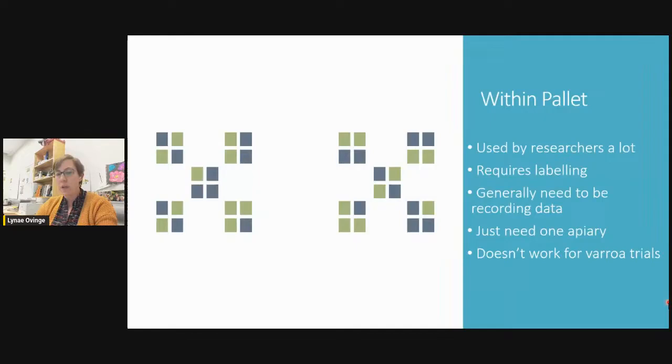And it's not great for Varroa trials. I just want to explain that. When we have Varroa, and let's say this treatment worked really well and this one didn't, this mite bomb is essentially going to reinvade into this hive. So generally, when we do Varroa trials, we don't want that kind of design.